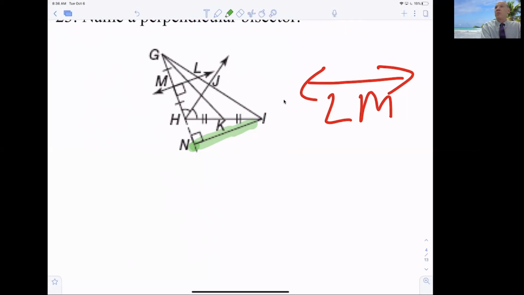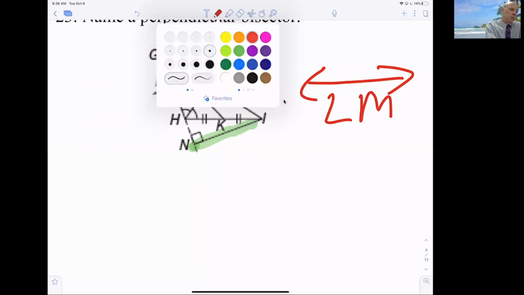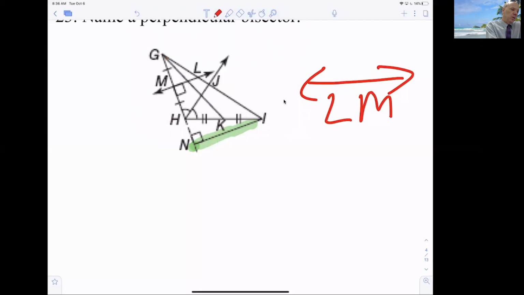Everybody should be able to look at that. If you don't see that, just raise your hand real quick and let me explain it. What, Morty? The median is the segment from the vertex to the midpoint. So from here to here, K is the midpoint, right? Yeah. So that's the median. Come on, guys, I think that's easy if you see it now. I don't want you to miss easy ones tomorrow now. That's easy.